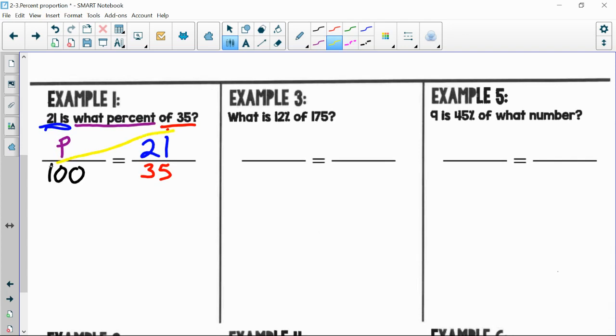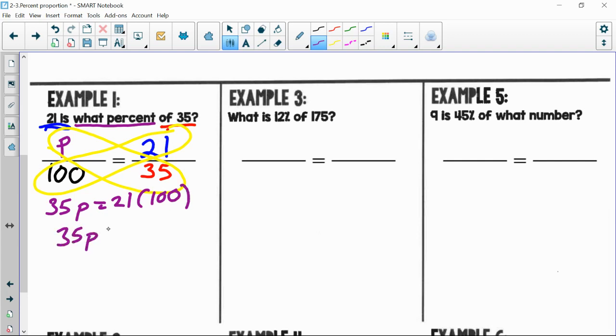So I'm going to have to take my 100. This time it's being multiplied with a number. And then my variable is going to go not with 100 this time. So we have 35p equals 21 times 100. Okay, so we've got to multiply that out. 35p equals 2100.